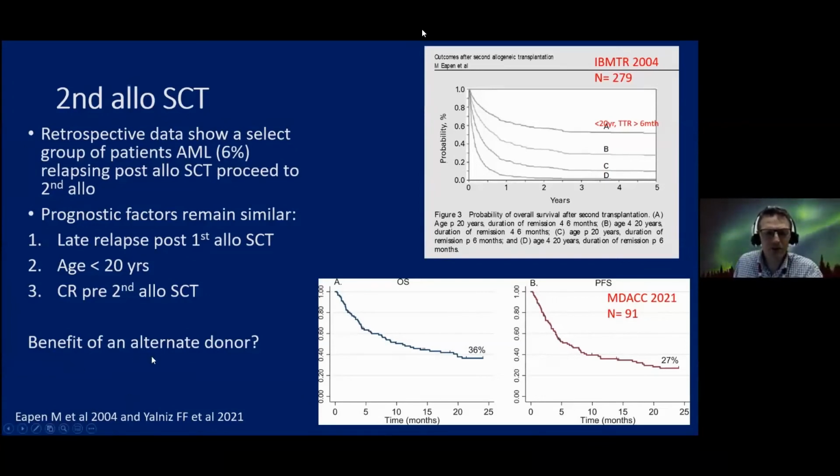The benefit of an alternate donor is something that we don't have data to support either way. There's unlikely to ever be high-level data supporting this, but certainly the MD Anderson series shows that with increasing time, this has become the standard of care, whether using a haploidentical donor or an alternate blood donor for relapses, increasingly being done in that series.